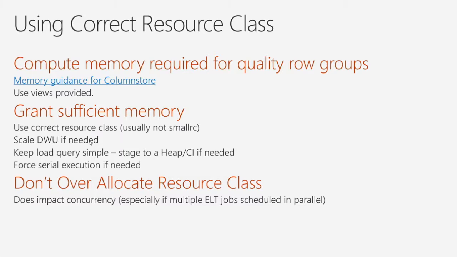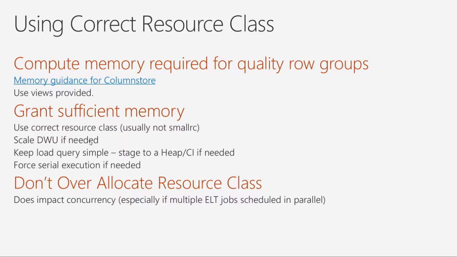And lastly, force serial execution. If you still find that by choosing the right resource class, simplifying your load query, scaling your DWU to as much as your budget permits, you still cannot get sufficient memory, you can use the MAXDOP hint to force serial execution. A word of caution, we did tell you to increase your resource class from small RC, but don't go overboard with this, don't over allocate.